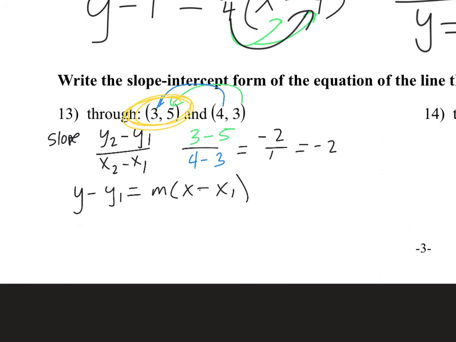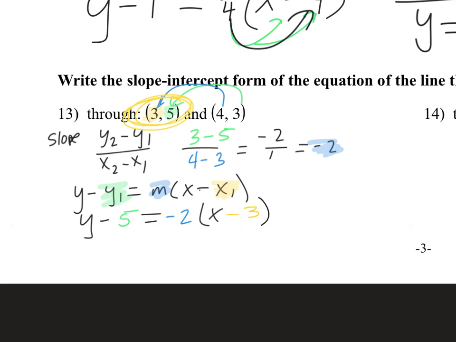So if I substitute my values in there, y minus y1 will be replaced by that 5, equals the slope is now going to be replaced by that negative 2 that I got in the previous step. And then x minus x1, x1 is going to be replaced by that x coordinate. So that'll be x minus 3.